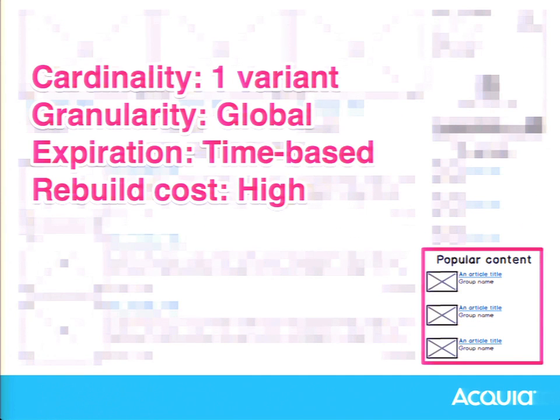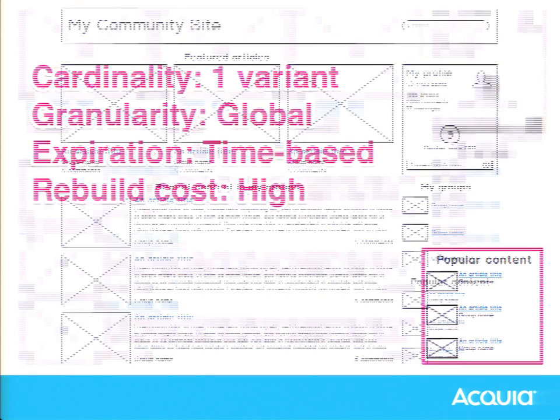So just a few more examples. Very high costs that are global with one variant. If the time to rebuild that is high, it makes even more sense to cache. It's a very obvious choice, and this is sort of the prototypical Drupal type example.